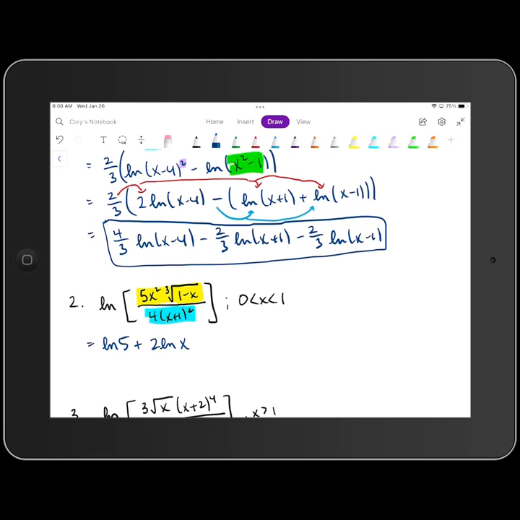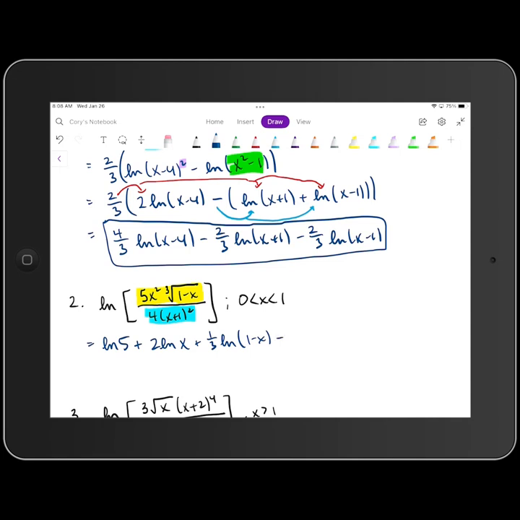So we get the natural log of 5 plus 2 times the natural log of x plus the natural log of the next factor. The cube root of 1 minus x is 1 minus x to the 1/3 power. And then I'm going to take that exponent of 1/3 and pull it out front as a factor as well. So that's plus 1/3 the natural log of 1 minus x.